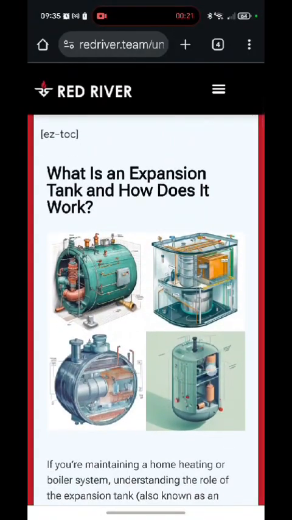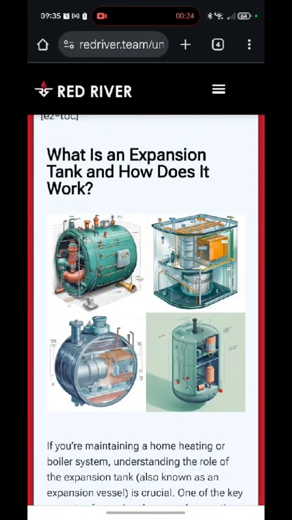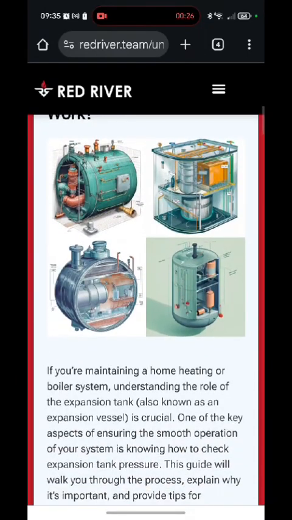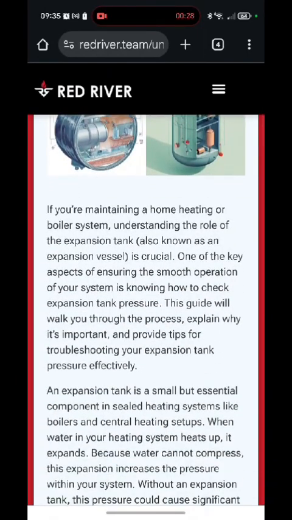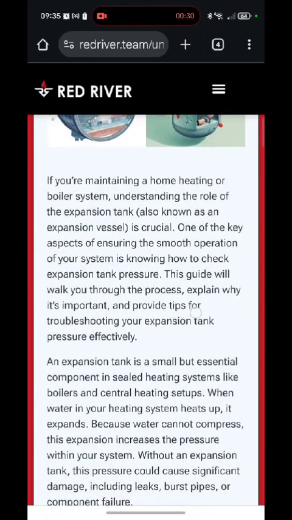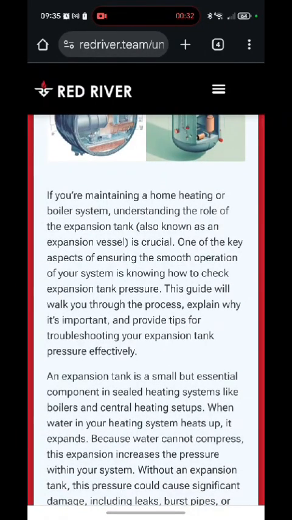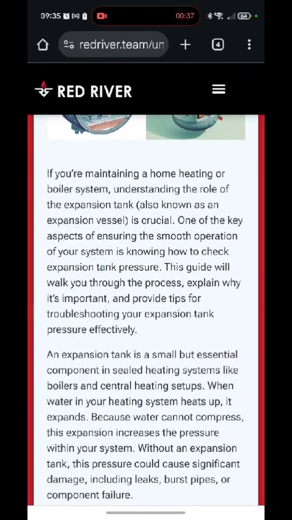And you see how big the expansion vessels they deal with are, much bigger than our normal applications. So surely they would know what they're talking about. It says here, if you're maintaining a home heating or boiler system, understanding the role of the expansion tank, also known as an expansion vessel, is crucial.